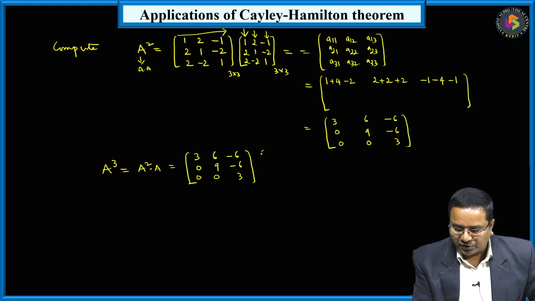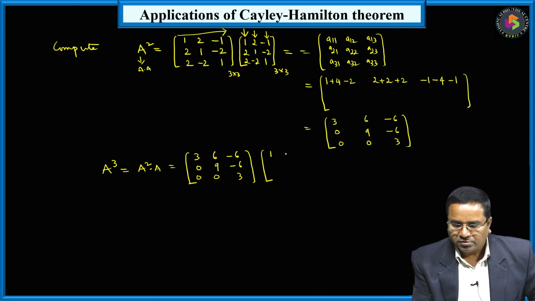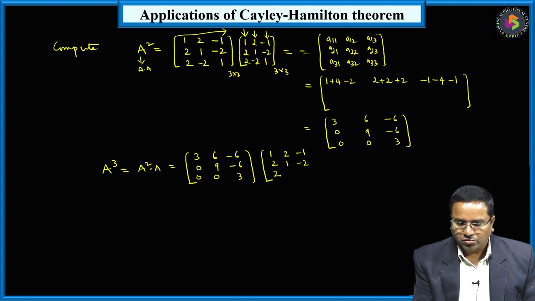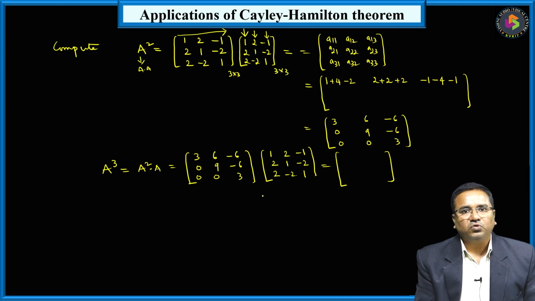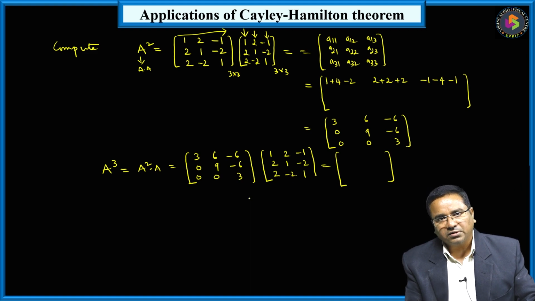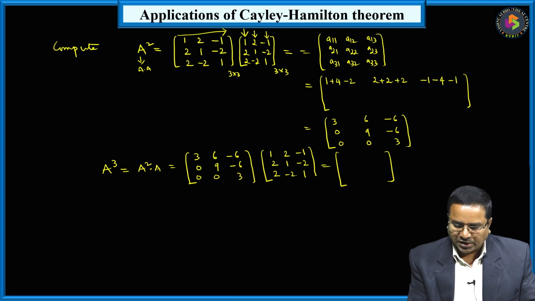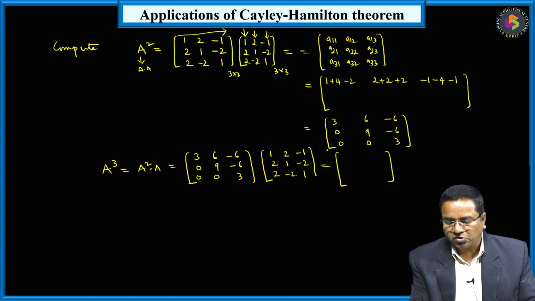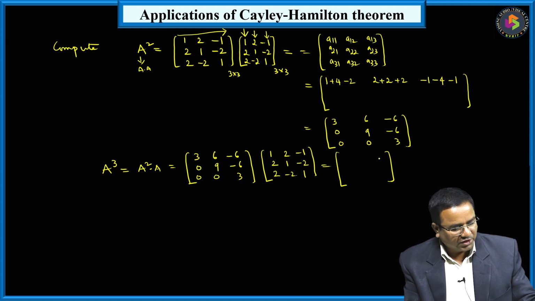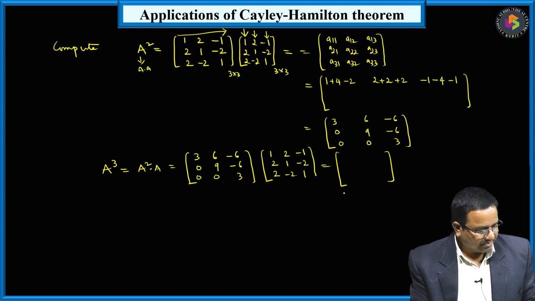Then a we have already this one: 1, 2, minus 1, 2, 1, minus 2, 2, minus 2, 1. Similarly, if you multiply these 2 matrices, again the resulting will also be a 3 by 3 square matrix. So the first row multiplied with the first column, the second column, and the third column will give the first row of the resulting matrix. Here I am directly writing that one.